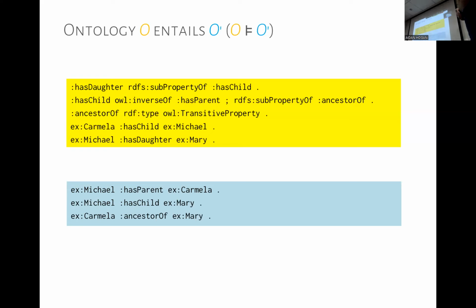So let's have a look. We can look claim by claim here and see if it follows. So we have Michael, Hasper, and Carmela. Does that follow from this ontology? Yes, because we have Carmela has child Michael and has child inverse of has parent. So that we're good. What about this next one here? Michael has child Mary. Yep, and we have has daughter subproperty of has child. Yep, and Carmela ancestor of Mary.